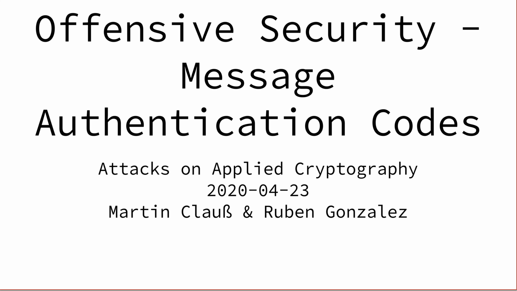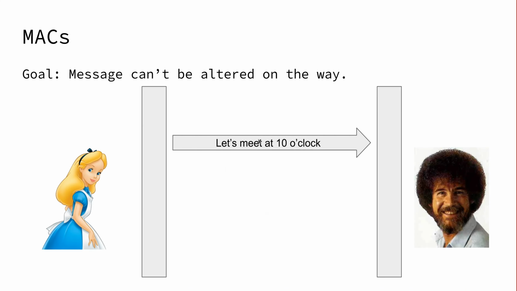So now we're going to look at a usage example of hash functions. They can be used, for example, in message authentication codes. So what do we need message authentication codes for? Well, if we have a message that can be public, so it doesn't have to be encrypted, but we still want to make sure that it's not altered on the way. Well, what could we do then?